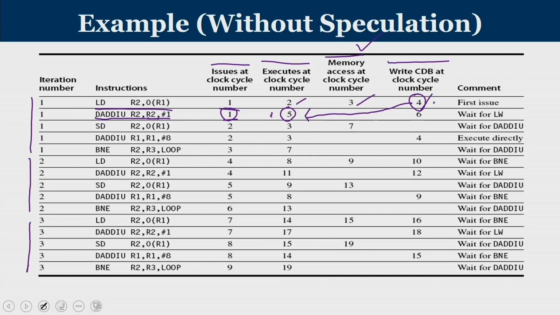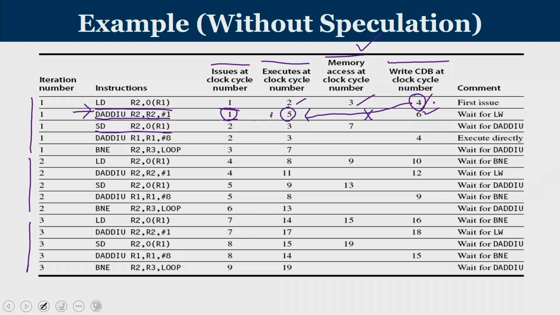Since the first load instruction writes into the CDB at clock cycle number 4, the first add operation, DADDIU, that is direct add unsigned integer, will happen only at clock cycle number 5. Since it is an add operation, it is not going to make use of memory access, and once you perform the add on 5, you can write the result on 6. And now what about store?